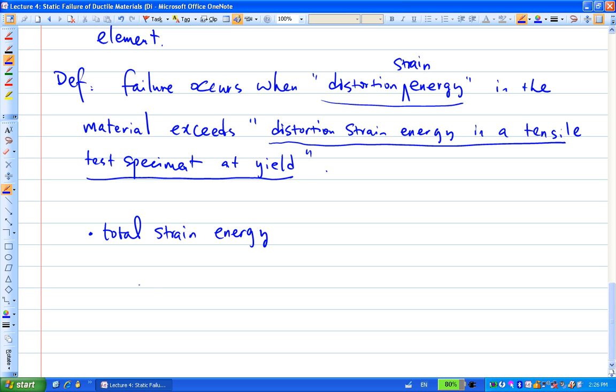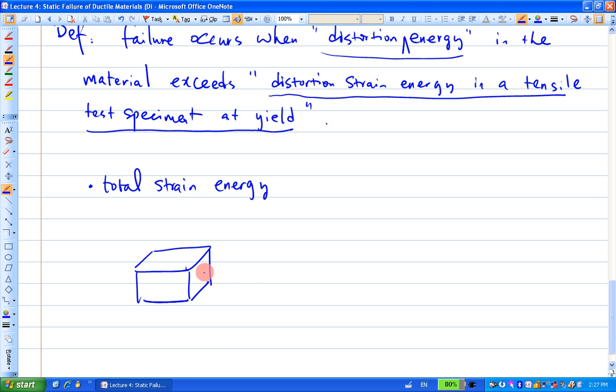Suppose I have a stress element. Now I'll draw the principal normal stress only. Any stress element will present a set of three principal normal stresses.